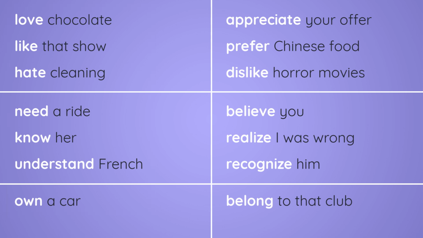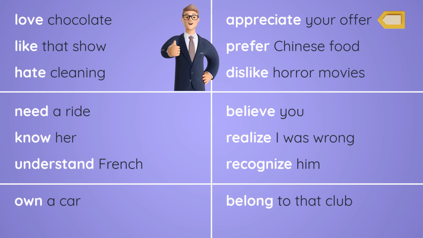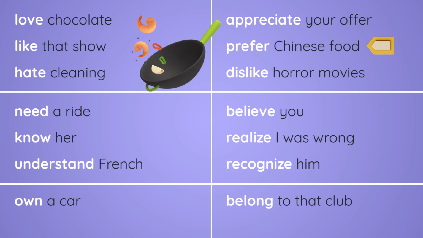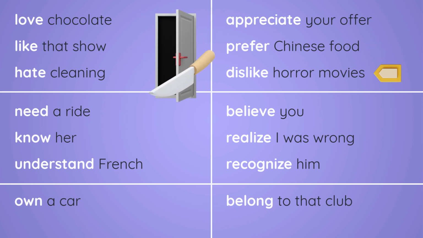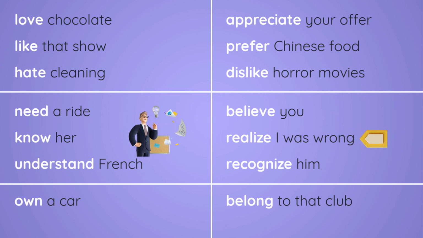Very common words. But now let's look at some other, slightly more advanced words, but also words which are very commonly used. For example, we should say, I appreciate your offer. Or, I prefer Chinese food. Repeat it after me because one way of learning is not just to read it and not just to hear it, but also to hear yourself saying it and to say it yourself so your mouth gets used to saying the right thing. Okay? Next, I dislike horror movies. I believe you. I realize I was wrong.